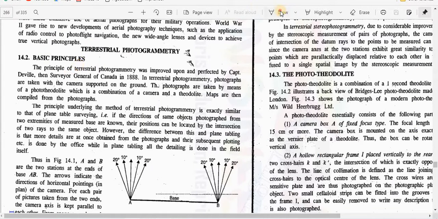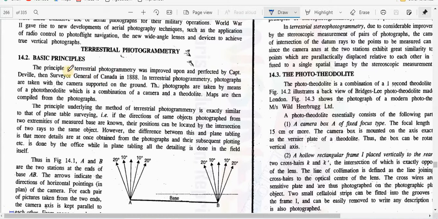So let us discuss a little bit about terrestrial photogrammetry. The principle of terrestrial photogrammetry was improved upon and perfected by Captain Deville, the Surveyor General of Canada, in 1888.